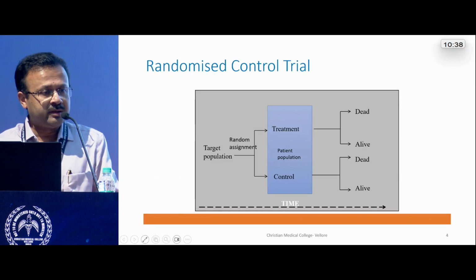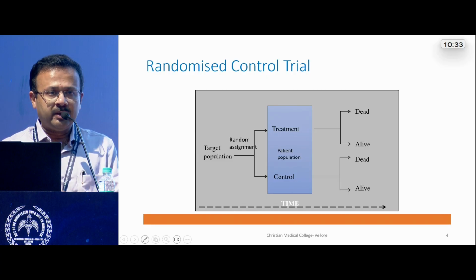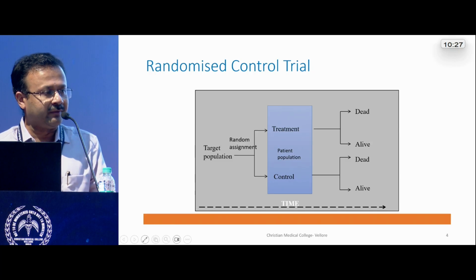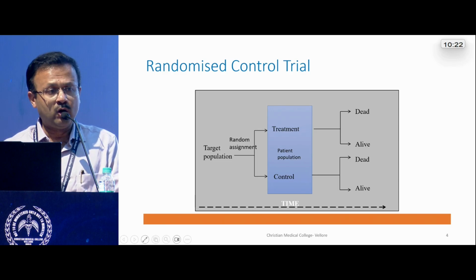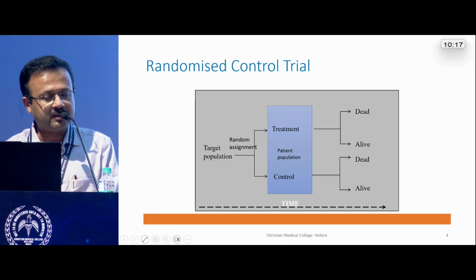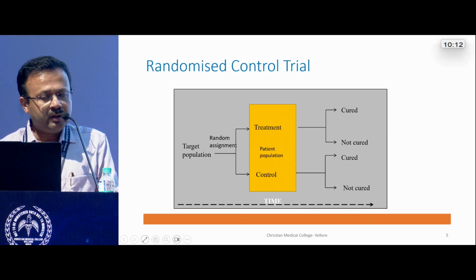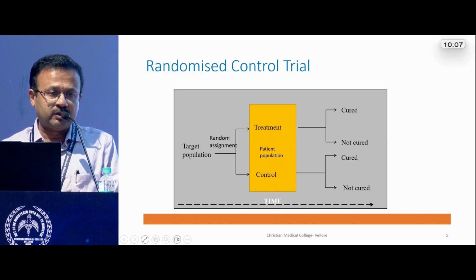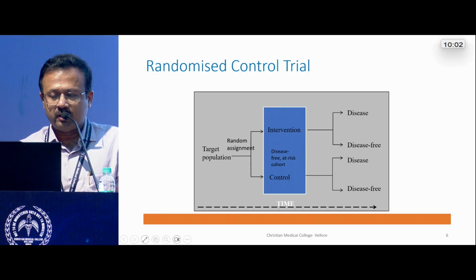So if I take a randomized control trial, you have a target population, you are doing a treatment and a control arm and intervening, and then this patient is being followed up till the event happens. The events can be either dead or alive, over a period of time. So the time signature is what makes survival analysis important. Similarly, it can be looking at not only death and alive, it could be a target population, whether cured or not cured. So any dichotomous variable which can be cured, not cured.